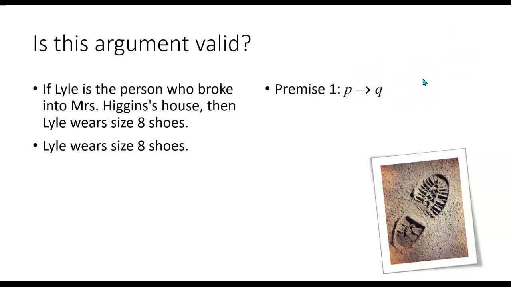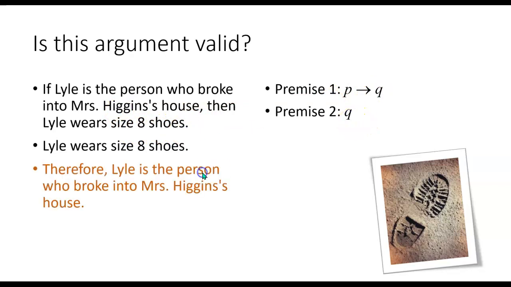Then the second premise was that Lyle does wear size 8 shoes. That's what we had the Q standing for. The P stands for Lyle is the person who broke into Mrs. Higgins's house. The Q stands for Lyle wears size 8 shoes, so that's what premise 2 would be. And then our conclusion is that Lyle is the person who broke into Mrs. Higgins's house. And that's what we had P standing for. So here our conclusion is just P.